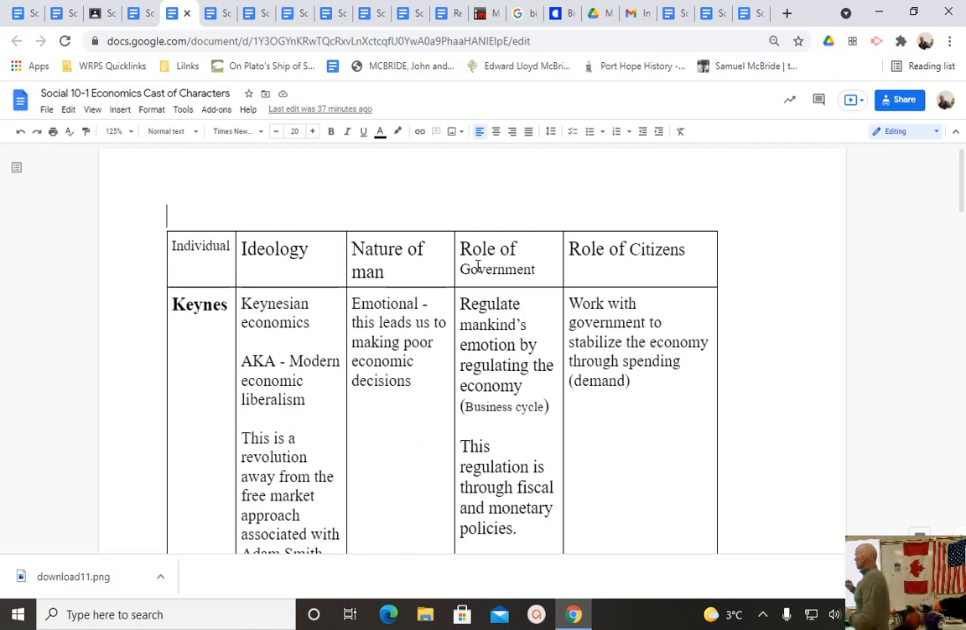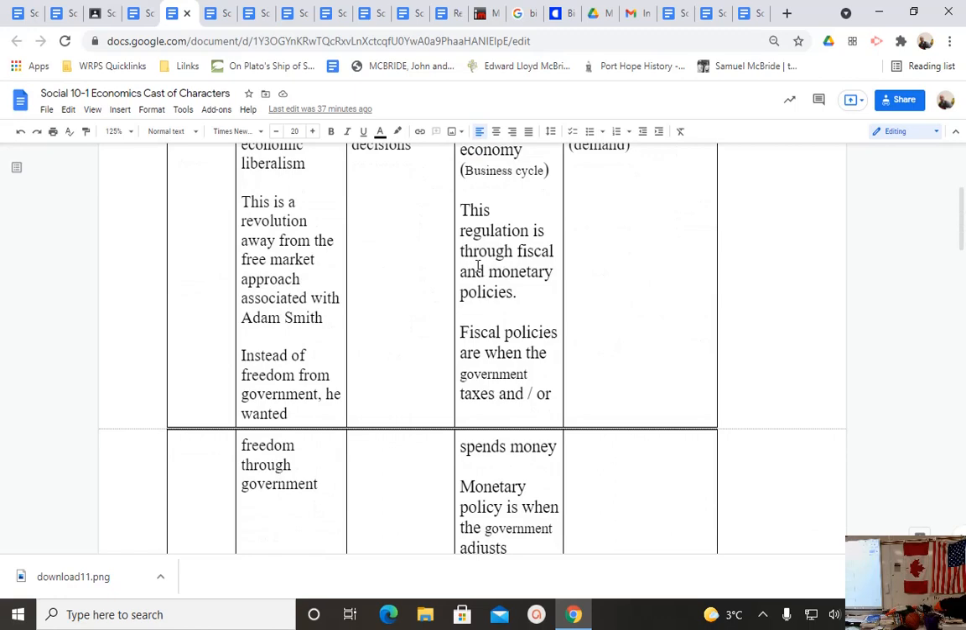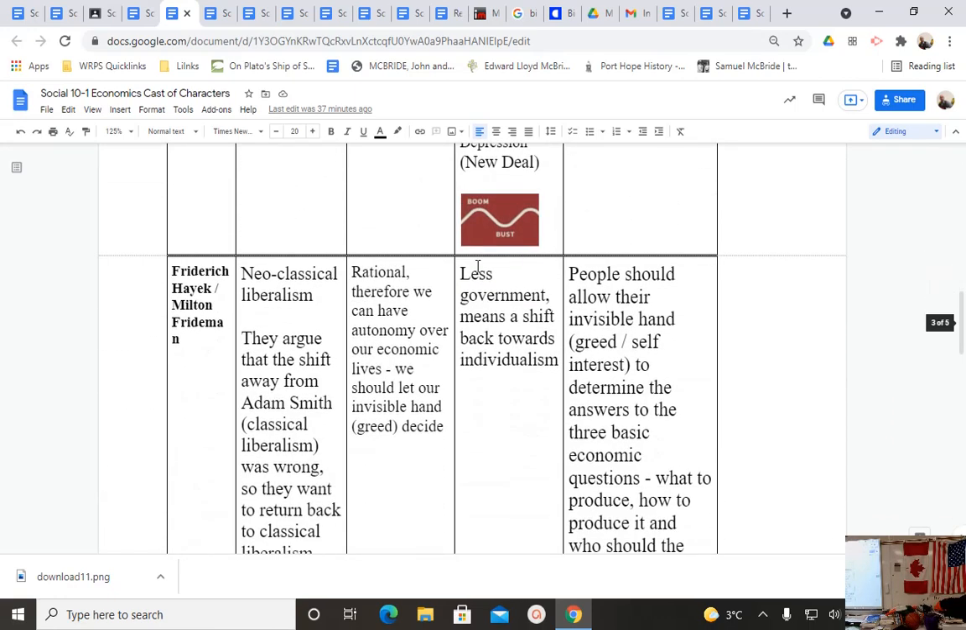So because of Keynesian style thinking in Canada, we get the CPP, we get UIC, unemployment insurance, we get universal health care, we get more money invested in public education. So a lot of the things we recognize as Canadian can be traced back to Keynesian-like thinking, modern liberalism. One last person to talk about today, or two people actually, Hayek and Friedman.